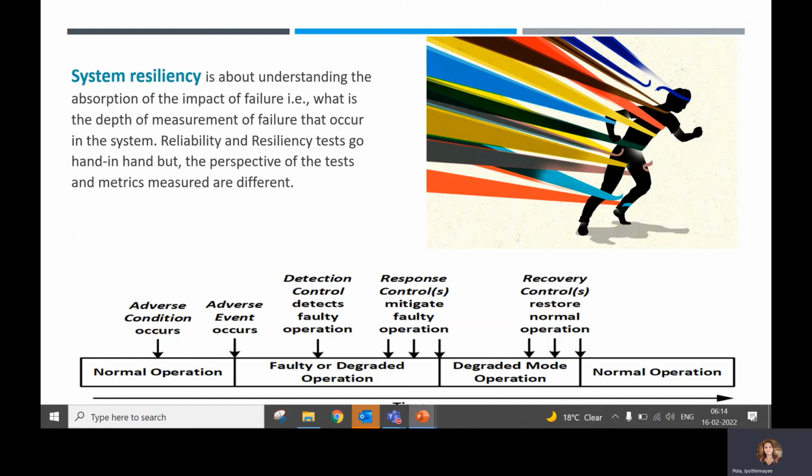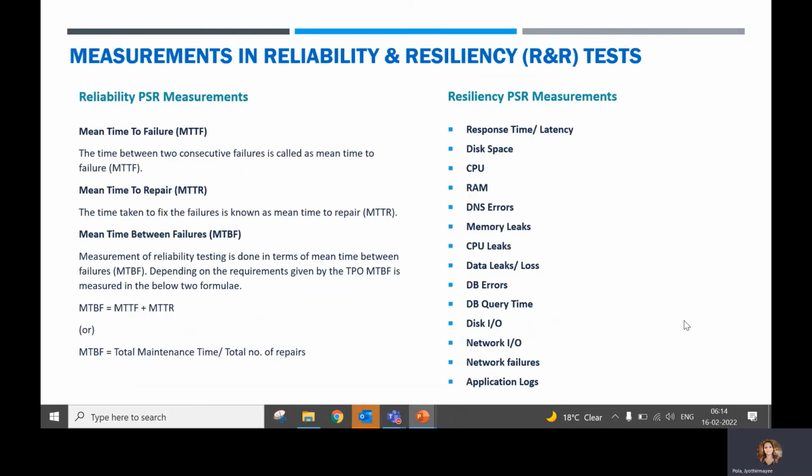So in your resiliency testing report, you need to have not a single latency value, but multiple values at different points of interval of time. If you understand resiliency PSR measurements, your report should contain a pattern of response time, a pattern of disk space, CPU, RAM, DNS errors, everything. None of these is a single measurement. There are multiple measurements from normal period to another normal condition. So it is between normal condition and normal condition, from the verge of a failure happening till the failure is handled and the system comes back to normal.